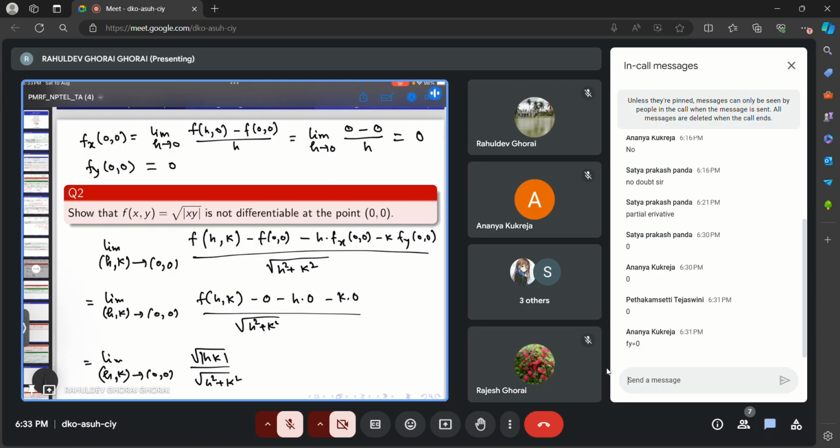Now, can anyone tell me whether this limit exists? We have done this type of question. If not, how do we show that it does not exist?